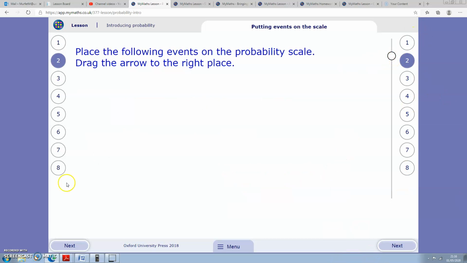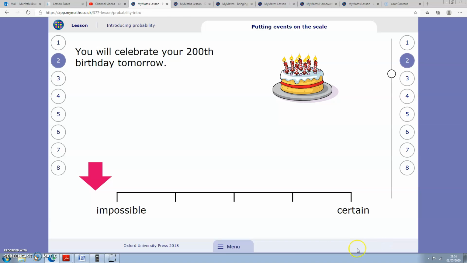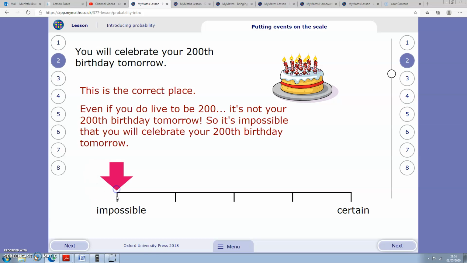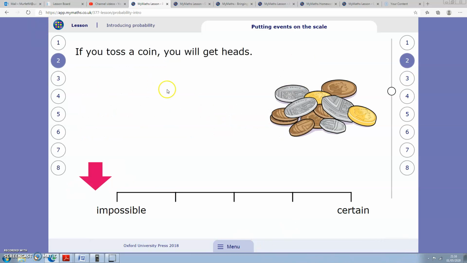Okay. So we're going to place the following events on a probability scale, and I'm just going to drag the arrows into the right place. Celebrate your 200th birthday tomorrow. While at times I may look it, it's going to be impossible. Even if you do live to be 200, it's not your 200th birthday tomorrow. The oldest person currently alive in the world is 112 or 113, so it's not possible.